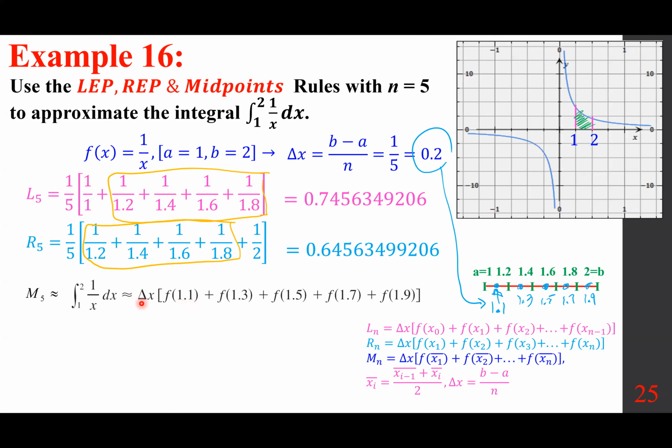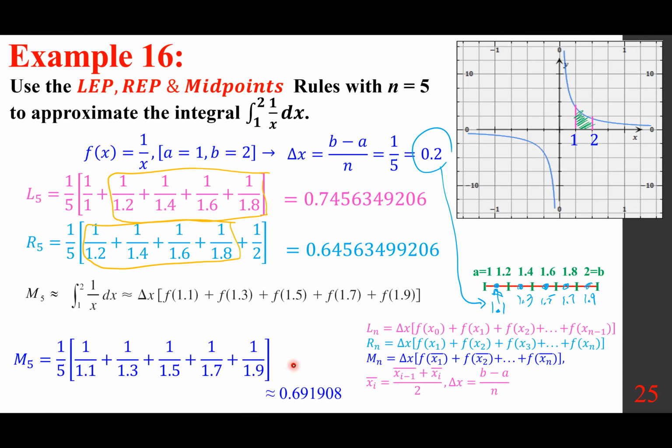Delta x times f of 1.1, f of 1.3, and so forth, which means 1/5. So this one I'm showing you with all the details. So this is 1 over 5th. This is 1 over 1.1. Why is it 1 over 1.1? Because that's your function, 1 over x. Let's say it was x squared, you would say 1.1 squared. And again, use a calculator and you come up with the answer. And generally speaking, the midpoint is a better approximation. In fact, if you look at the midpoint, it is always between the two.